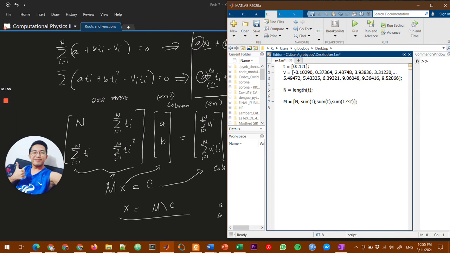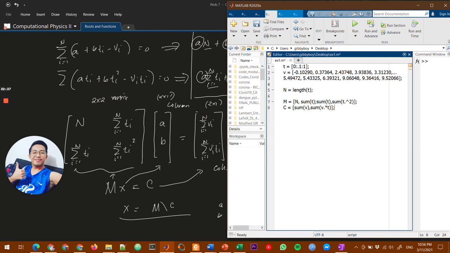Sunod, your matrix C. So your matrix C is katong constant naman ni siya. So we have sum of V and then sum of V times T. So matrix kuan niya mo siya element wise na siya nga multiplication times T. So that would be your matrix C.